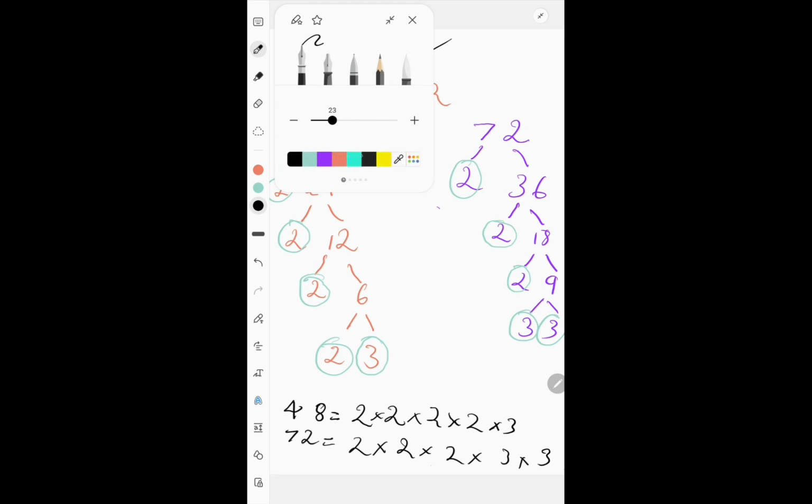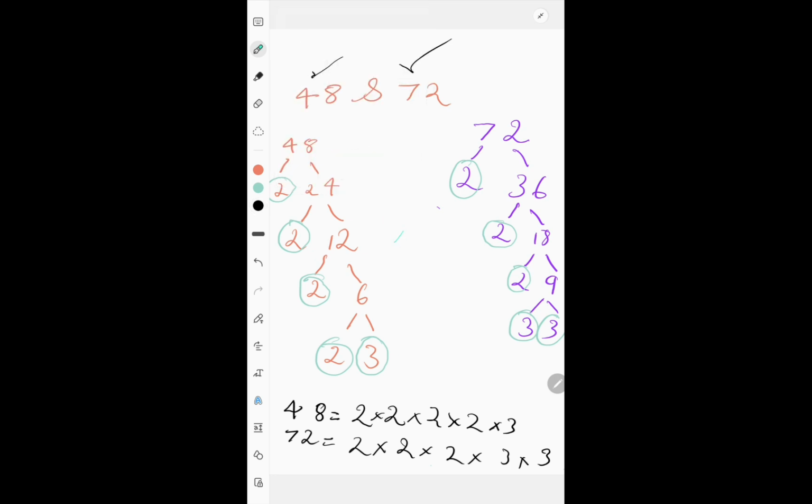Now we need to find common prime factors. They have a 2 in common, another 2 in common, another 2 in common, and then a 3 in common. So now that we found the common prime factors, we need to multiply them to get the greatest common factor. So we have 2 times 2 times 2.